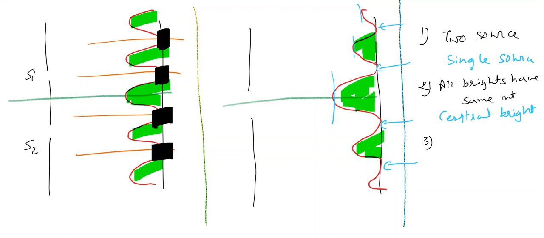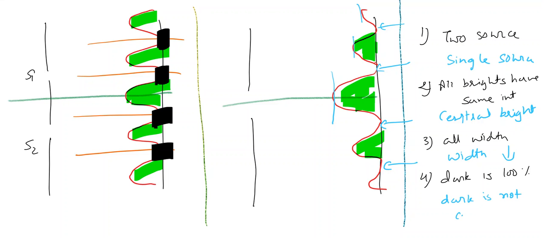That is true with width also. In case of interference, all widths are the same, all fringes are of the same width, whereas in case of diffraction, width decreases as you go away from the center. And lastly, in case of interference, dark is perfectly dark, which is not the case for diffraction. Dark is not completely dark. So these are the points of comparison between interference pattern and diffraction pattern.